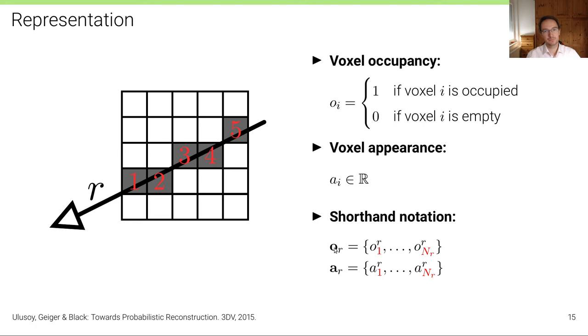For each of these rays, we have this boldface O and boldface A variable, which simply collect a set of random variables from the entire volume that are intersected by that ray, in the order that they are intersected when starting from the camera center. In this case, we have two random variables, O1 and A1, associated with the first voxel that's intersected by the ray, then two variables associated with the second voxel, and so on. That's how we define O_R and A_R, in the order the ray intersects the voxels. In this case, N_R, the number of voxels intersected by ray R, is 5.